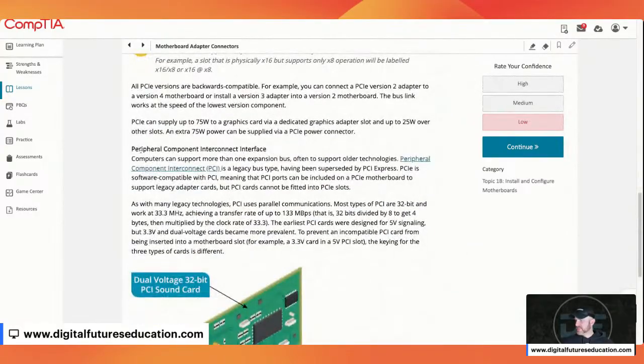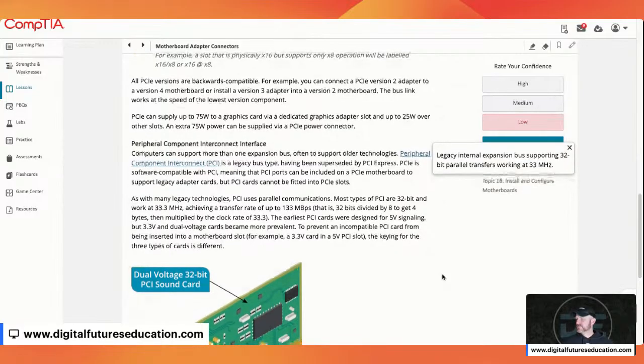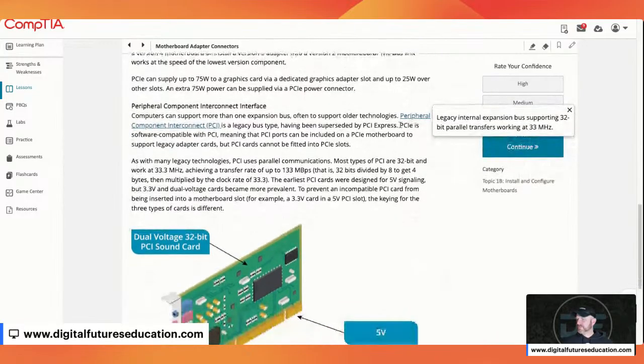And we get into the PCI component, Peripheral Component Interconnect. That's a legacy internal expansion bus supporting 32-bit parallel transfers working at 33 megahertz. PCIe is software compatible with PCI, meaning that PCI ports can be included on a PCIe motherboard to support legacy adapter cards, but PCI cards cannot be fitted into PCIe slots.